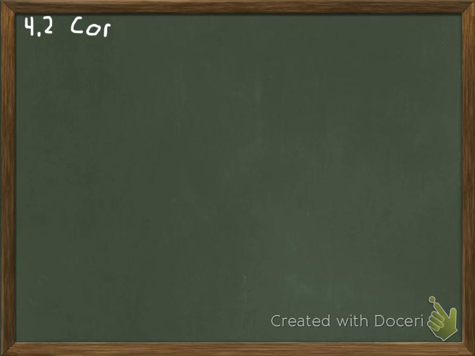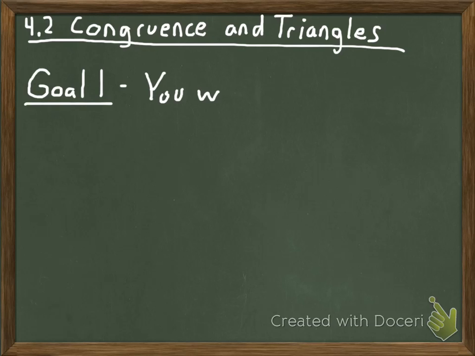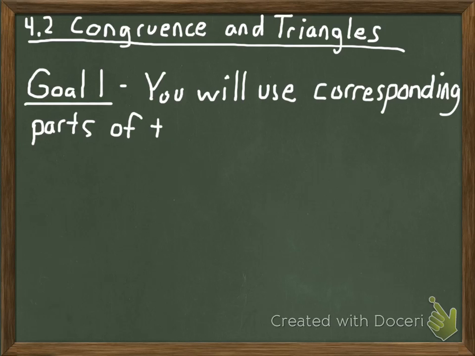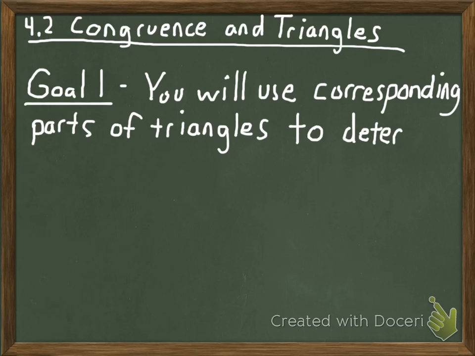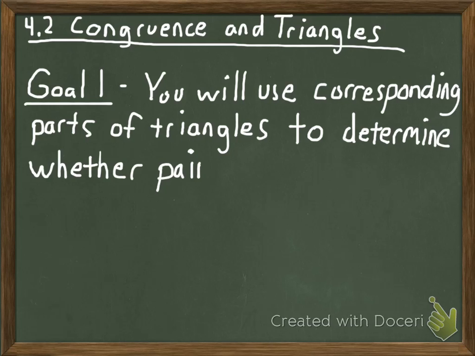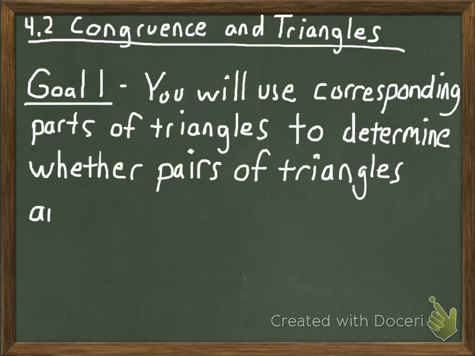What's up, everybody? We are now in section 4.2, in which we're going to talk about congruence and triangles. So, let's look at our goal for this lesson, the first goal anyway. The goal for this lesson is that you will use corresponding parts of triangles in order to determine whether pairs of triangles are congruent to one another.